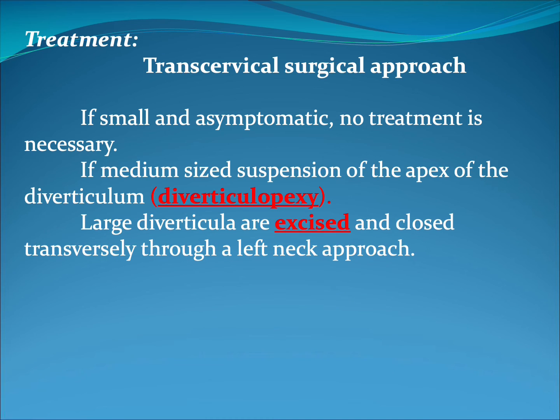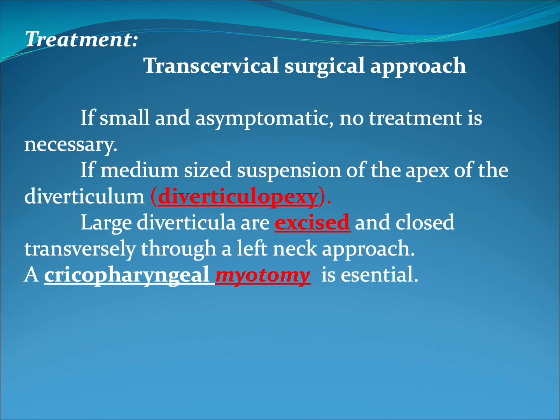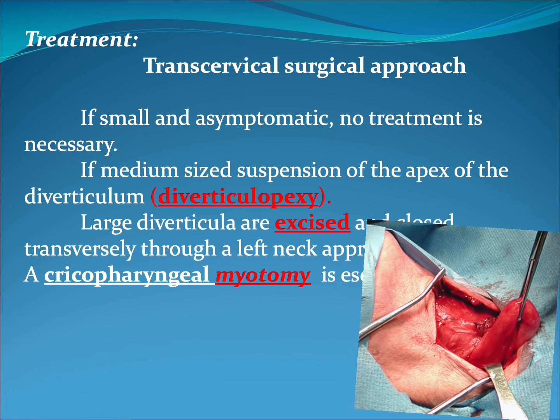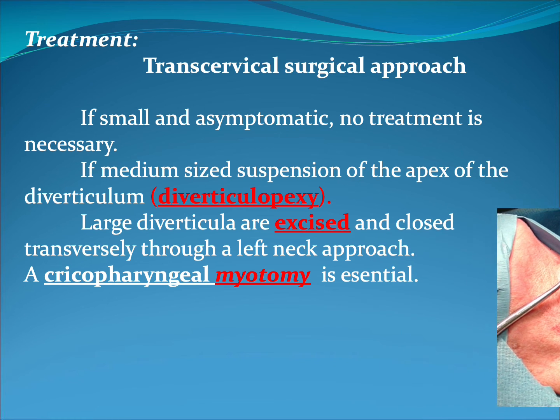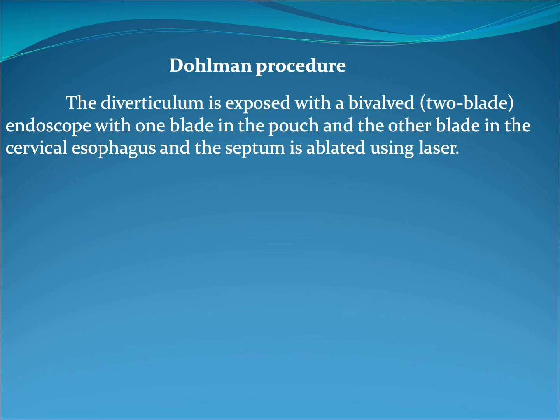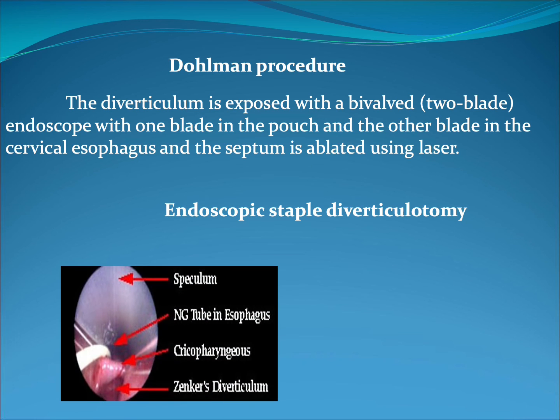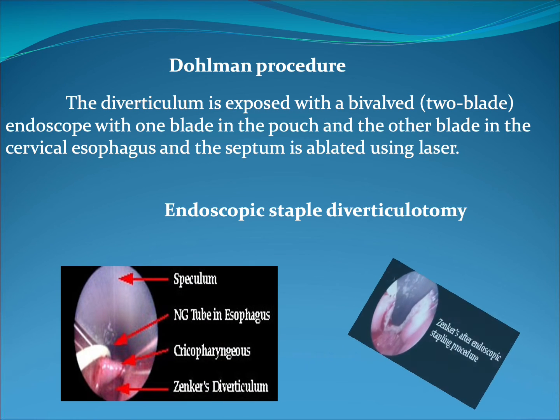If it is large, it should be excised and then closed, and the myotomy is essential in this case because this is where the dehiscence is. There's a Dohlman procedure in which we can do endoscopic stapling of the diverticulum instead of having neck incisions.